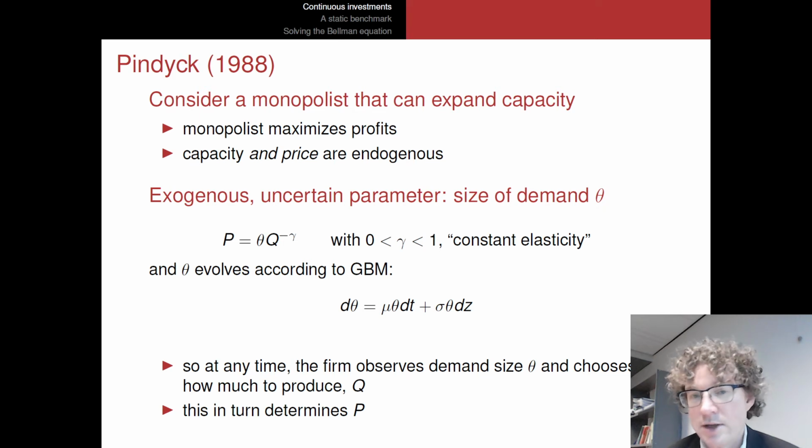So this theta, this exogenous parameter, is going to evolve according to some geometric Brownian motion again. So d theta is given by, well, this is the drift part, the growth part, mu is going to be the growth rate of theta, again the exponential growth rate, and sigma, of course, here again represents the volatility of this process.